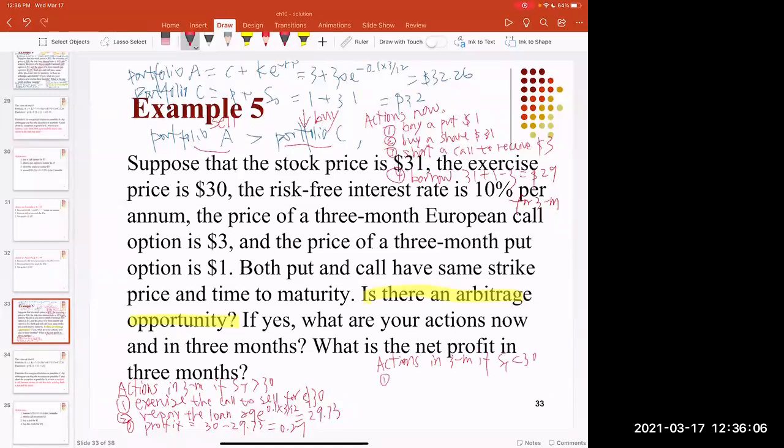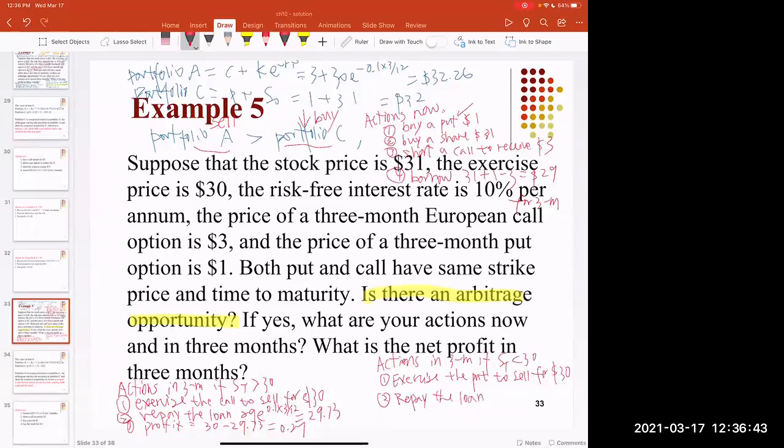So in this case, you're going to exercise the put. You take the long position on the put, so you make the decision. As long as you are long, you make the decision. So you're going to exercise the put to sell the stock for $30. This is higher than the market price, right? So that's good. And also you need to repay the loan.